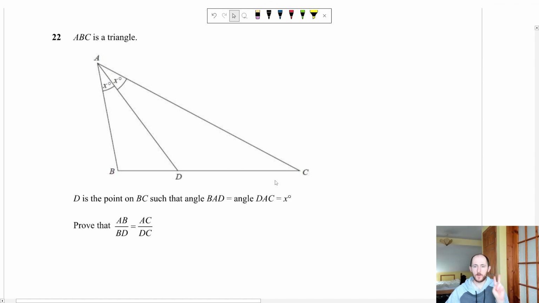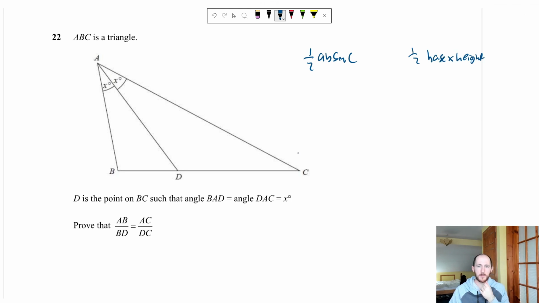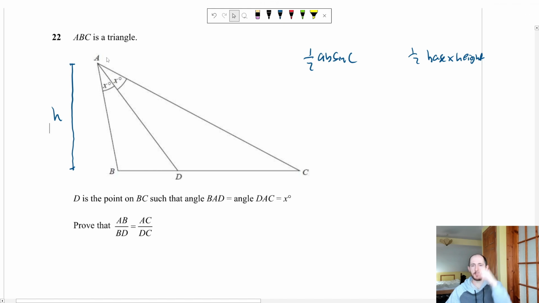So there are 2 ways to work out areas. One of them is half ab sine C, and the other one is just half base times the perpendicular height. Now with the perpendicular height, that will be a value over here, which I'm going to call h. And the reason why I like that height is because it's the same for both triangles, because they come from the same point A. So that h is going to be the same for both of them, which means we can relate them. So I think that's what I'm going to do.